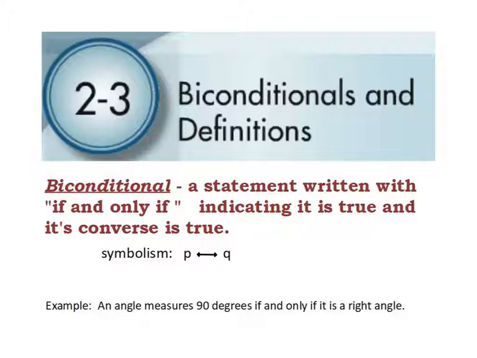So like in this example, an angle measures 90 degrees if and only if it's a right angle. I could have written this: if an angle measures 90, then it's a right angle. Yes. If it's a right angle, then it measures 90. Yes. It works both ways. So we would call that a biconditional, and instead of writing it both ways, we just stick an if and only if in there, and we know that it works both ways.